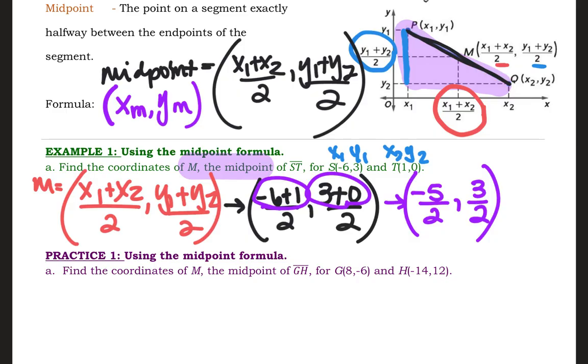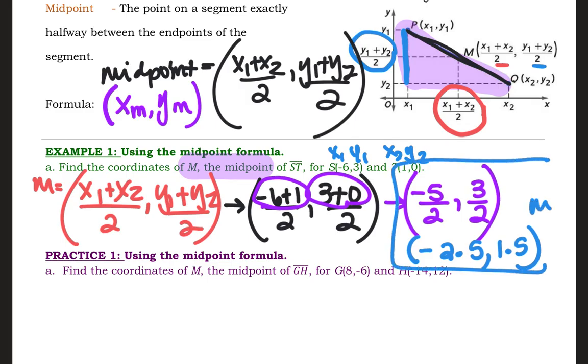Is it a solid decimal? Do y'all get a nice solid decimal, like it's not repetitive? What do y'all get? 2.5? All right, so you can either keep it like this, or you can say this is negative 2.5. What would 3 over 2 be? 1.5. So both of these could be answers for your midpoint.